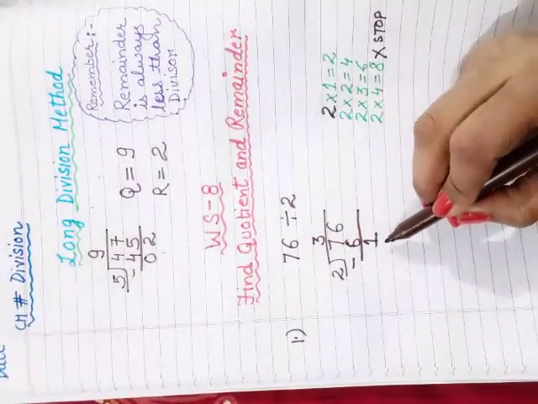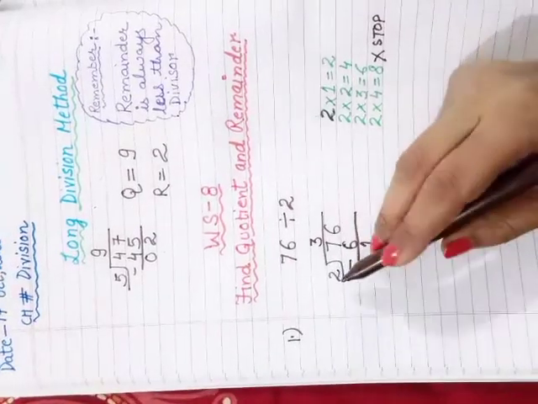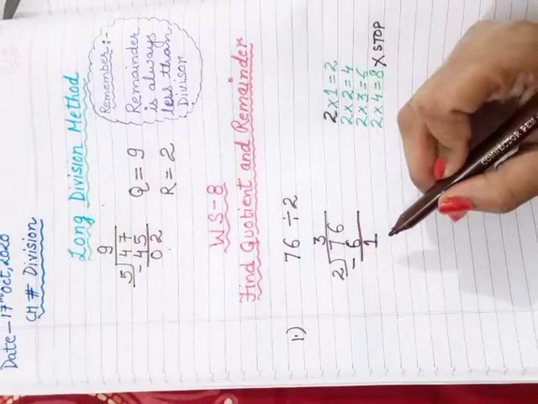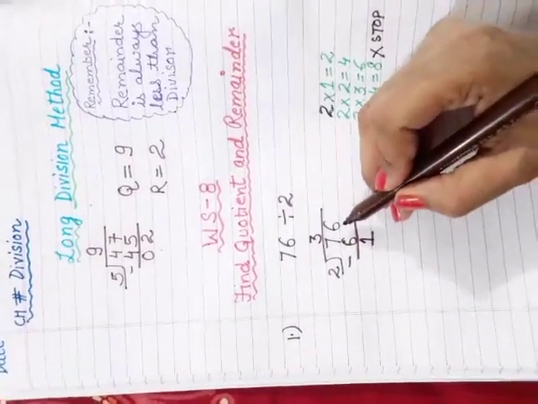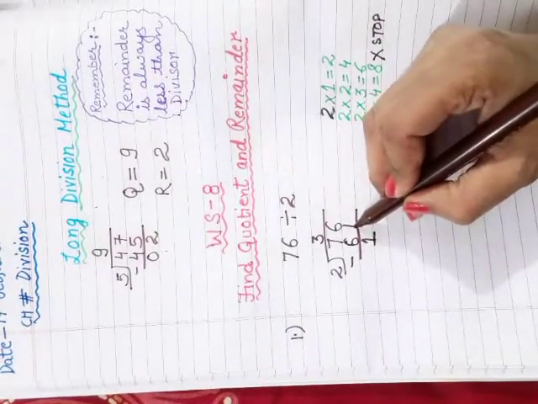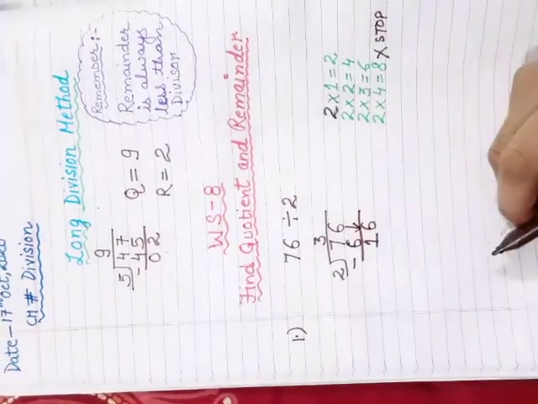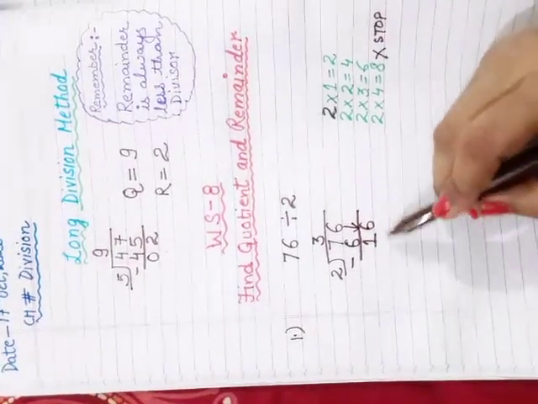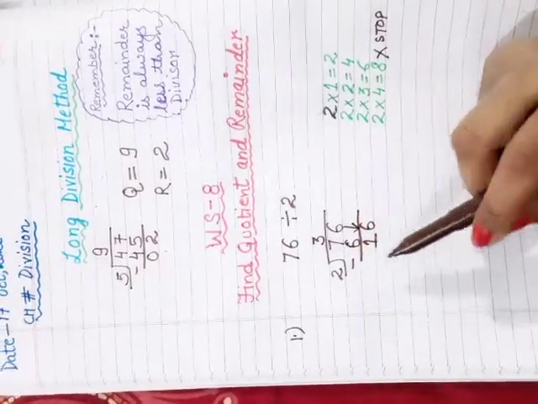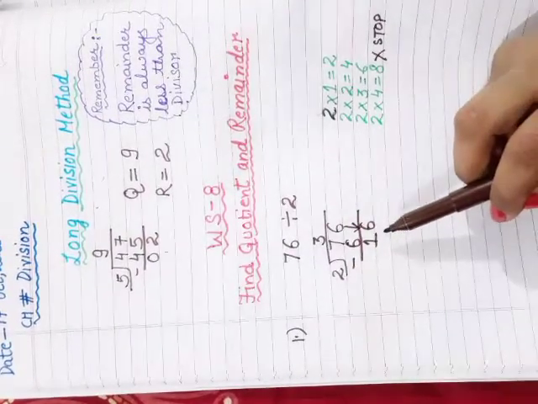Now as this 1 is less than 2, we have to make this 1 greater. So how can we do that? We will take another number, that is your 6. We have to bring this 6 down and write it here. Now it's your 16. Now 16 is greater than 2. Now you can recite the table of 2 up to 16 or more than 16.